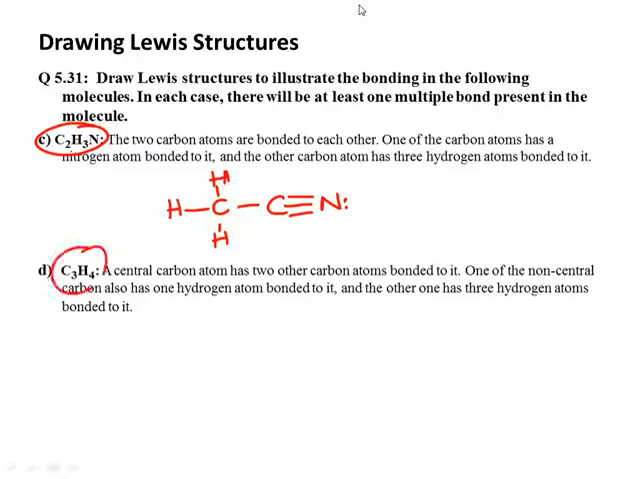Now, C3H4, once again, the criteria is a central carbon atom has 2 other carbon atoms bonded to it. One of the non-central carbon atoms also has 1 hydrogen atom bonded to it, and the other one has 3 hydrogen atoms bonded to it. There are no more atoms to play around with. So, how do we best make sense out of it? If you put a triple bond right there, every carbon has 4 bonds and every hydrogen has 1 bond to it.